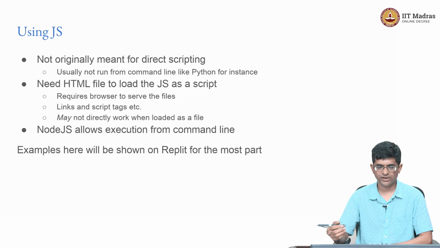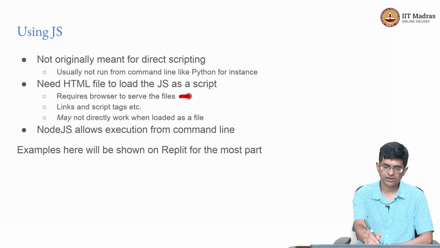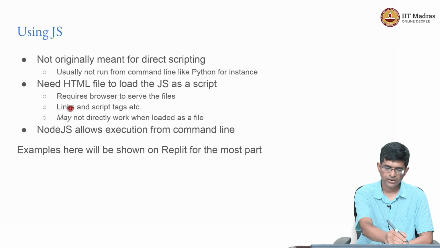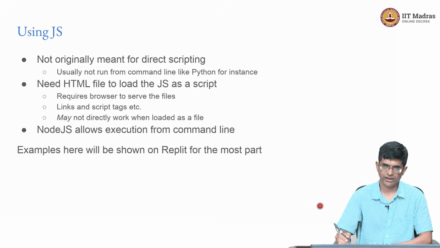Now, in the context of the front end, what happens is that you need an HTML file that is actually going to load the JavaScript file as a script and execute it, okay? What that means is you actually need a server to serve the files and a browser that can actually open the files and make the requests to get the files. Okay. You also need to embed the JavaScript itself using some kind of the link notation that's there in HTML.